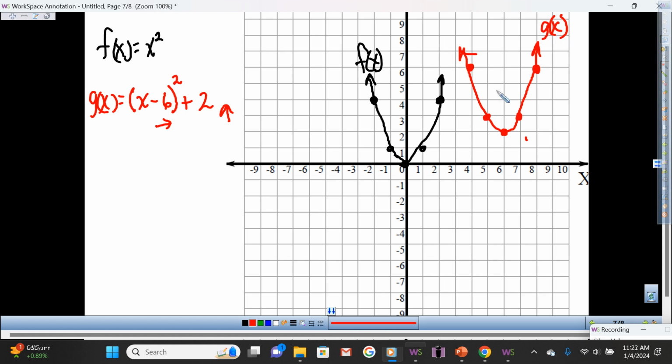Okay. Next, I'm going to switch colors on that same one. I'm going to use blue this time. And instead of g of x, this time I'm just going to use a different letter just to distinguish that we're on a different one, but same from the parent function. I'm going to use h of x. H of x equals parentheses, x plus, give me a number, 4, squared, minus 3. So you have the parent function, which is f of x equals x squared. Tell your neighbor what you're going to do to graph this one. Then we'll have Brandon share out.